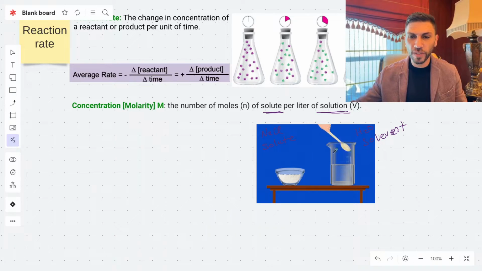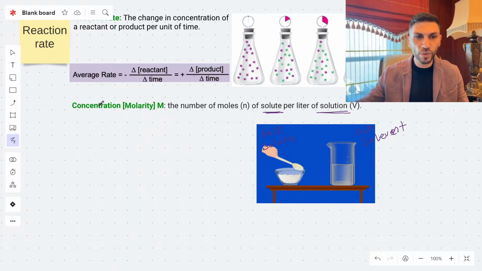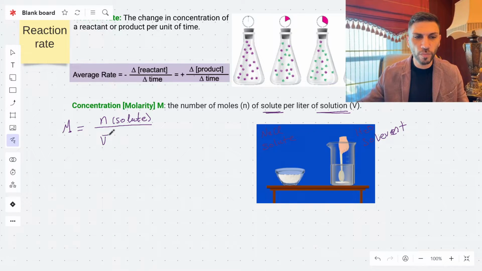Now, after we dissolve the table salt in the water and mix it, we will form a homogeneous mixture. That is the solution. So the solution is basically the solute plus the solvent. How can we calculate the concentration in molarity? Usually we give it the capital letter M, or sometimes capital C in other books. For now, we're going to use capital M, which equals the number of moles of solute divided by the volume of the solution.